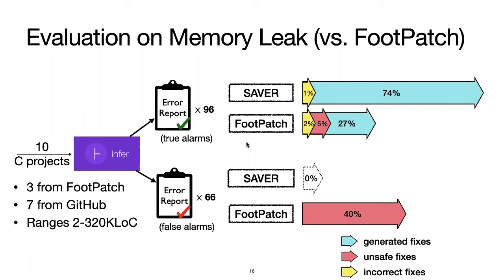SAVER generated patches for 74% of true alarms, all of which were correct except for one case. That one case was incorrect but a safe fix. FootPatch generated patches for 27% of the alarms, where the patches were unsafe or incorrect. FootPatch also generated patches for 40% of false alarms, which were all unsafe except for one. The interesting point is that SAVER systematically rejects any patches for false alarms.